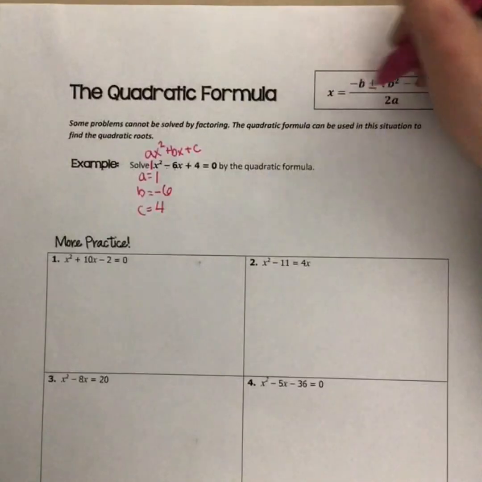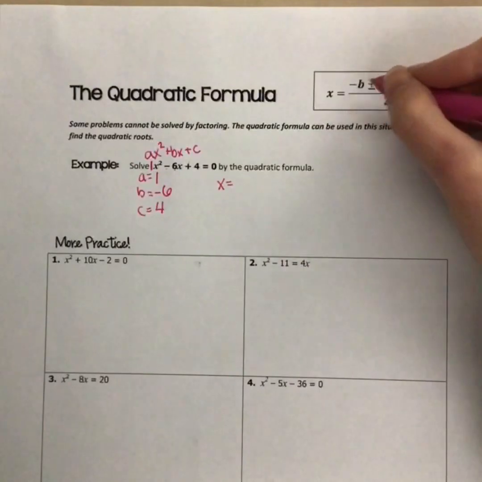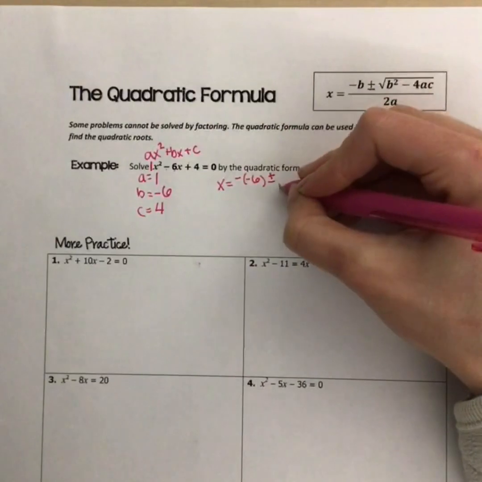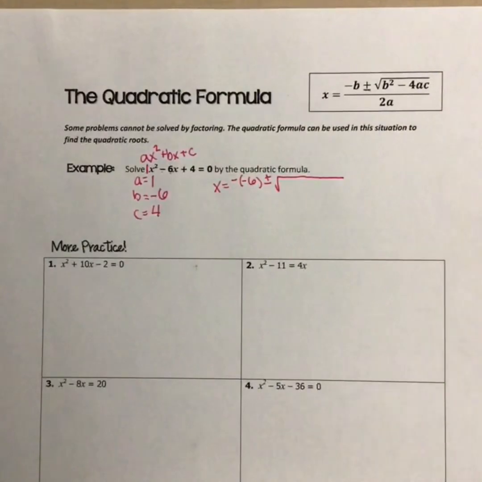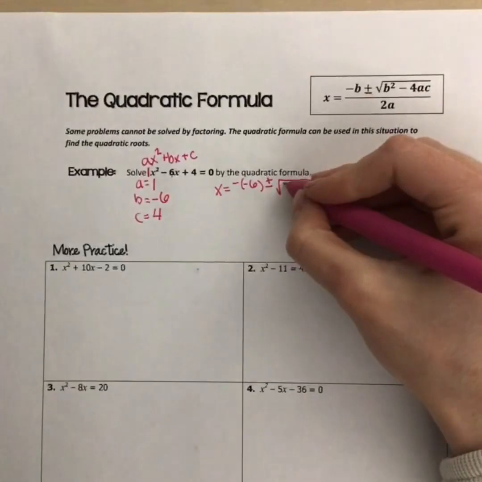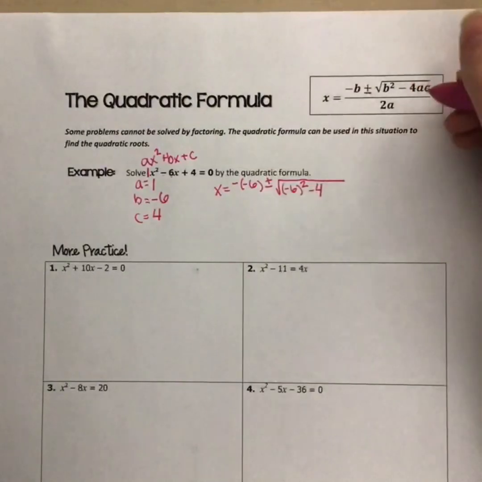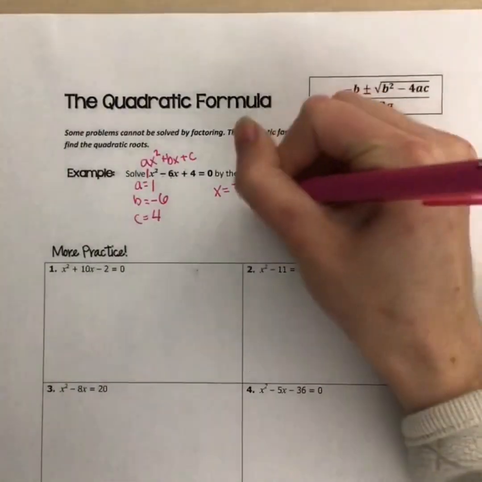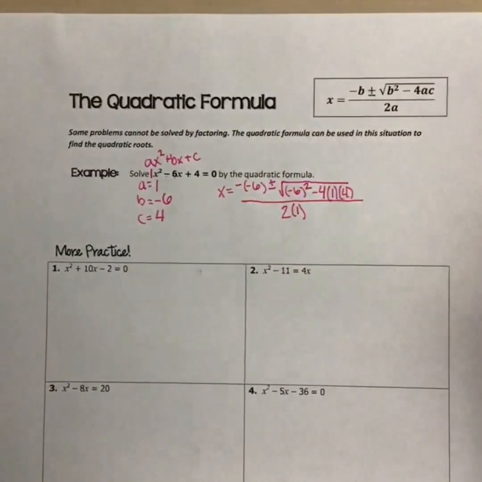Now I'm going to plug all of those numbers in up here. So we'll have x equals negative b, so a negative of negative 6, plus or minus, because remember, when we take the square root of something, it could either be a positive times a positive or a negative times a negative. So that's why we need the plus and the minus in here. b squared, negative 6 squared, minus 4 times a, which is 1, and c, which is 4. And that's all divided by 2 times a, which is 1.